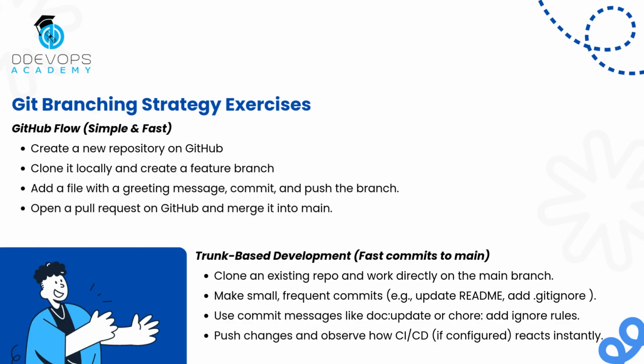Next, trunk-based development. Clone an existing repo and work directly on the main branch. Make small, frequent commits like updating the readme or adding a .gitignore. Use clear commit messages like docs: update or chore: add ignore rules. Push and observe how CI/CD responds instantly. These exercises build real-world confidence.